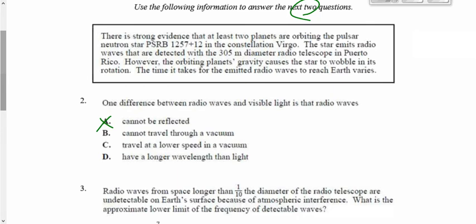Can they travel through a vacuum? Yeah. Sure they can. They better be able to. Otherwise, NASA would have a tough time communicating with spacecraft that they send out there. Okay, the vacuum of space wouldn't carry radio waves. The radio waves travel at a lower speed. No, they travel at 3 times 10 to the 8, just like visible light and any other type of EMR.